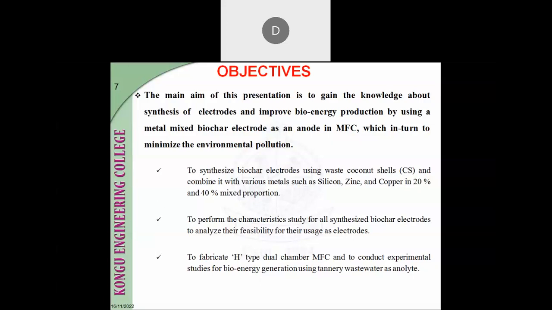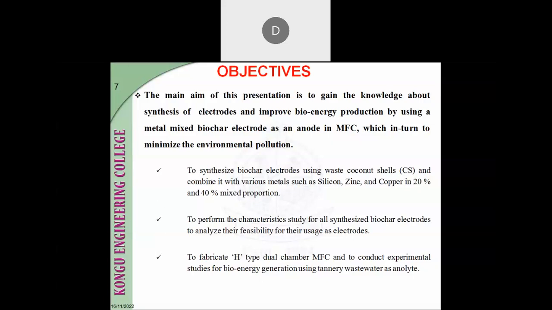And so what we can say, if you are going to take the microbial fuel cell, the major objective is the microbial fuel cell, but another important objective of this presentation is to gain knowledge about the synthesis of electrodes and improve the bioenergy generation using metal mixed biochar electrodes.